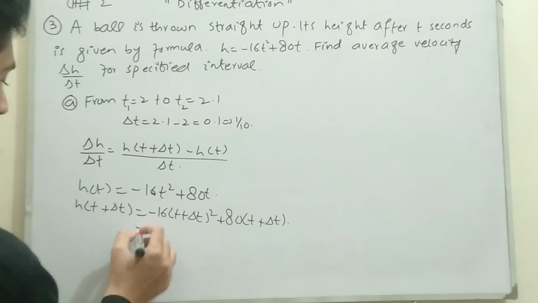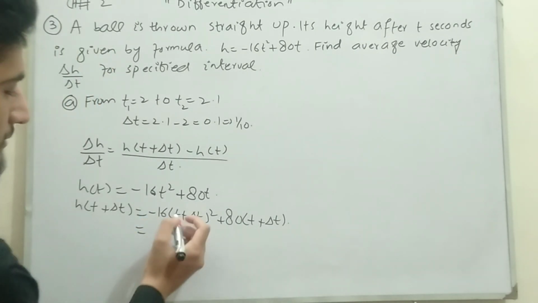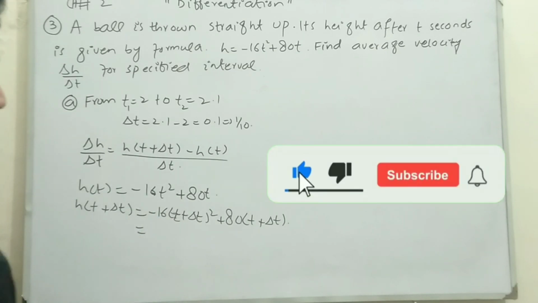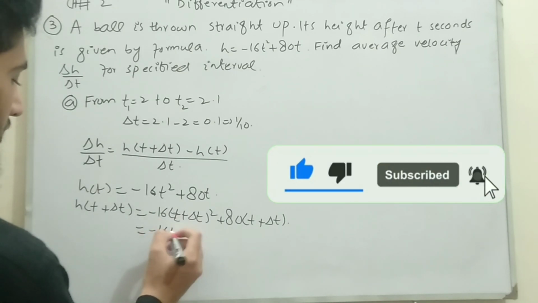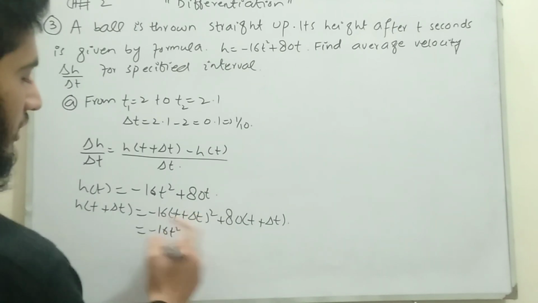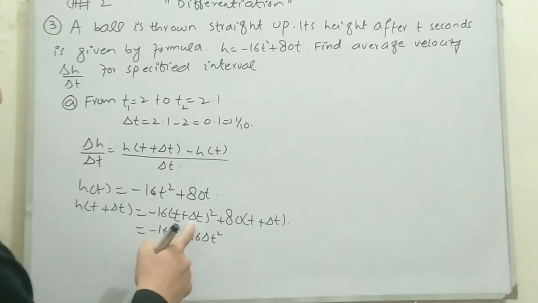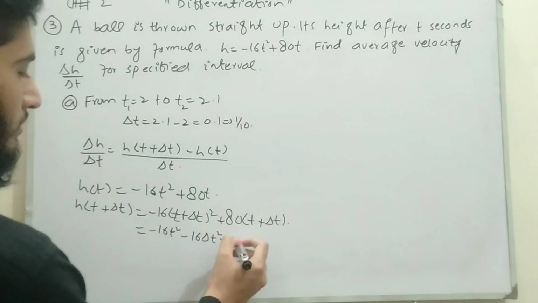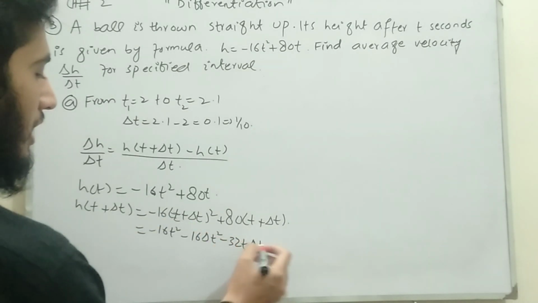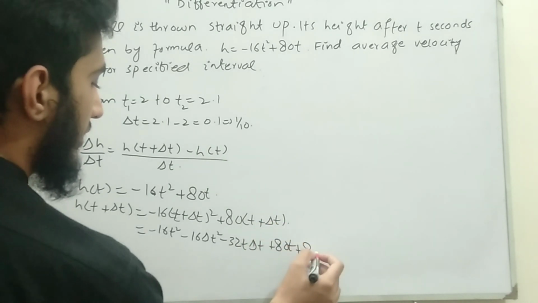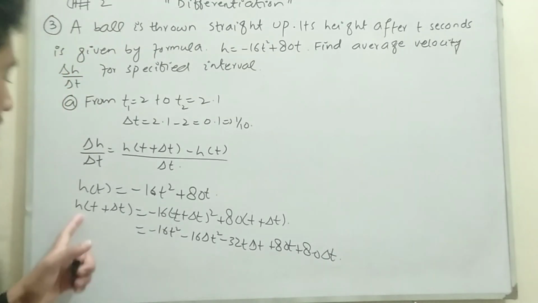Now by simplification, here's the formula a plus b whole square, so it becomes a square plus b square plus 2ab. So t square plus del t square plus 2t del t multiplied with 16 becomes minus 16t square. It becomes del t square, so minus 16 del t square. After this we have 2t del t, so multiplying with 16 it gives us minus 32t del t. After this 80 multiplied gives us 80t plus 80 del t. This is actually our h of t plus del t.